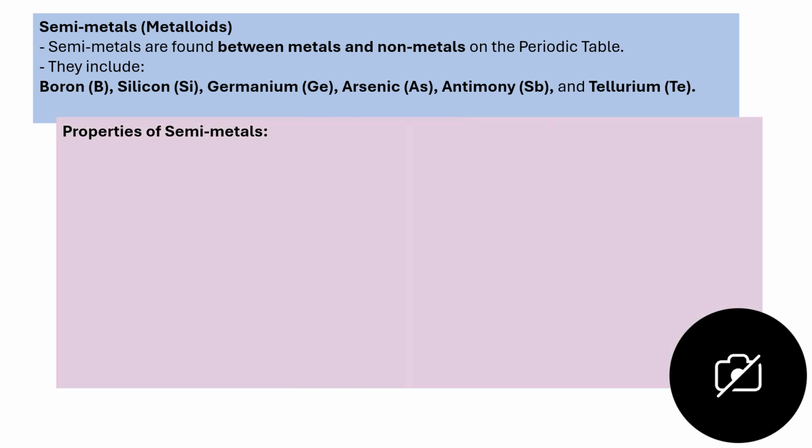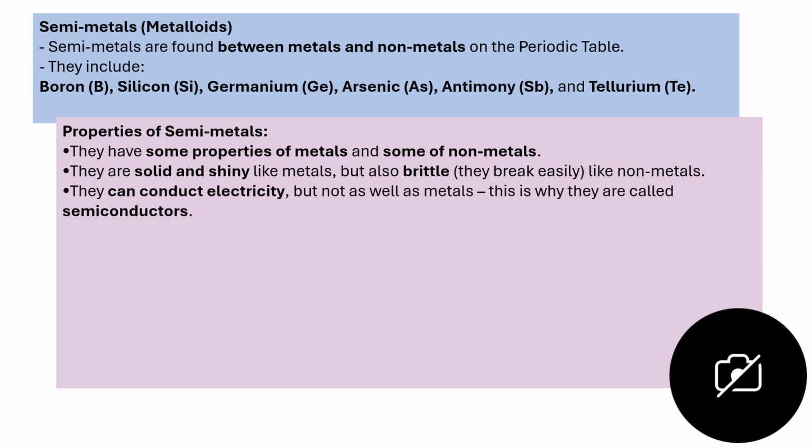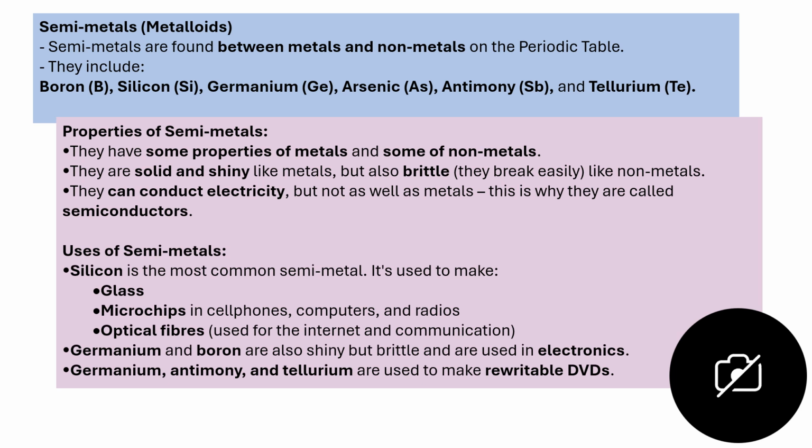And the properties of semi-metals basically are that they have the properties of metals and some non-metals. They are solid and they're shiny like metals, but they can also be brittle and break easily like non-metals. Now they can conduct electricity, but not as well as metals, and they are therefore called semiconductors.